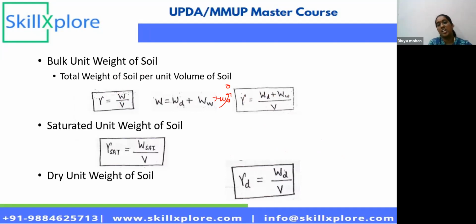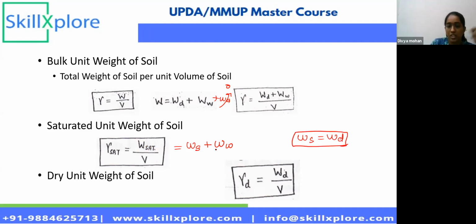It is not saturated and it is not dry. It is bulk, whatever the soil present in the natural condition, it is bulk weight. And while taking saturated, the voids are completely filled, it is a saturated weight. Saturated weight comprises of WS and WW. While taking the notes, WS can be written as WW. And this is total volume. So this is a saturated unit weight. And dry unit weight is comprised only of WS by total volume. Okay, and this is a dry unit weight of soil.